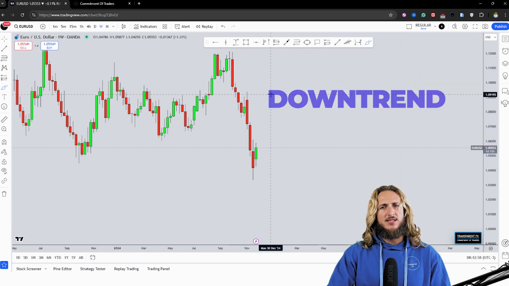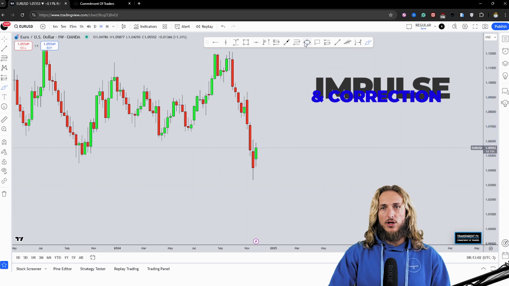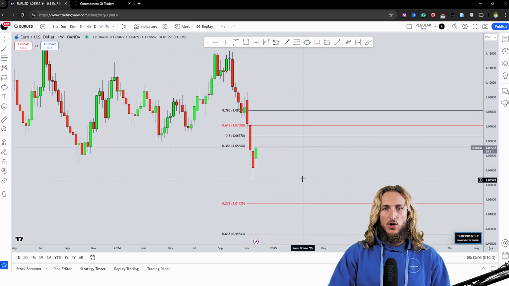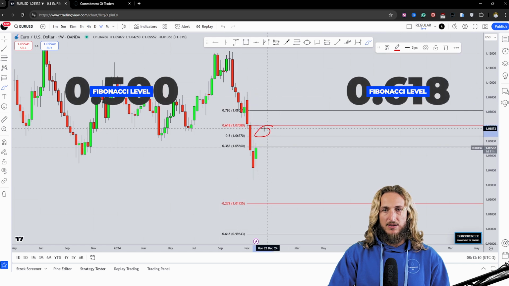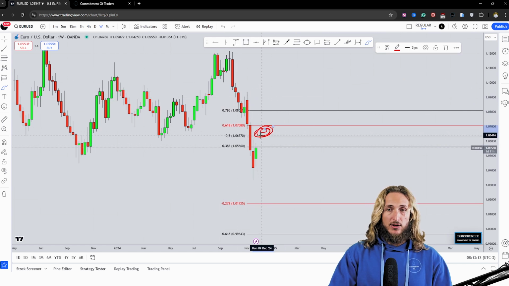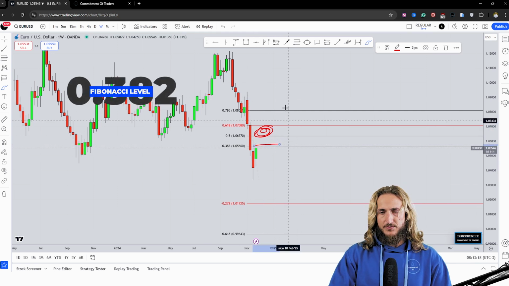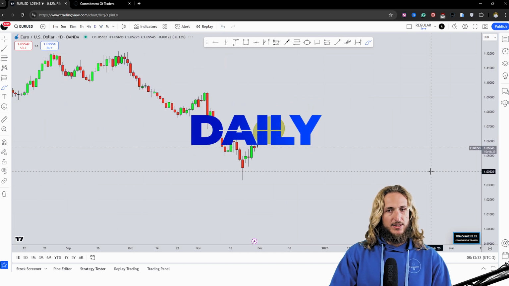In fact, since we have this impulse, if we want to measure this correction, we have to take our Fibonacci from the high to low of the impulse leg. And if we do that, we can see how we have the 50% and 0.618 Fibonacci retracements that are currently lining up at this area, and the 0.32, which is currently being tested as we speak. So all this area is quite strong resistance.